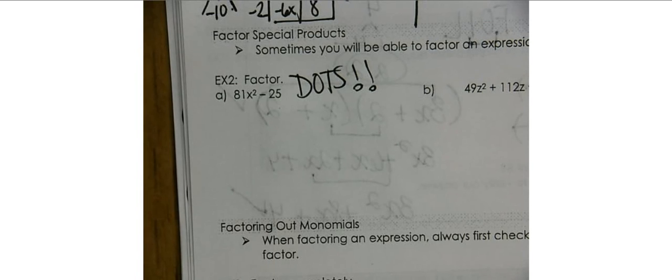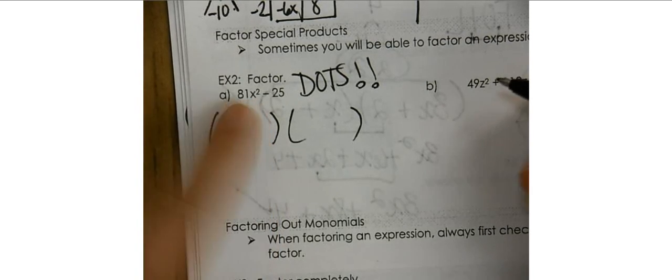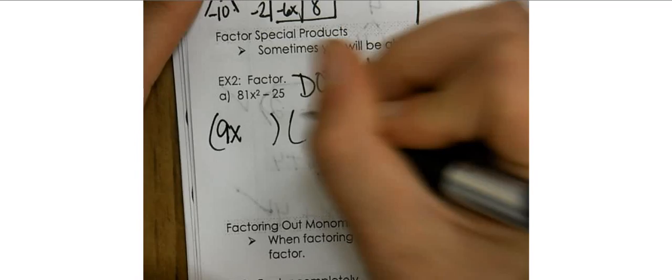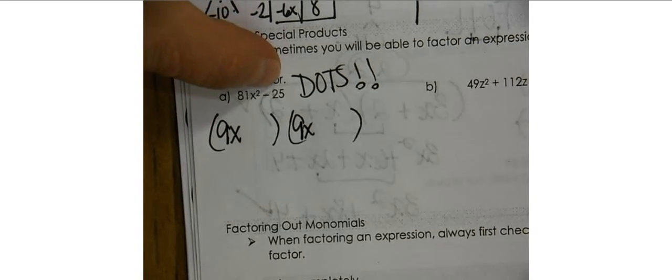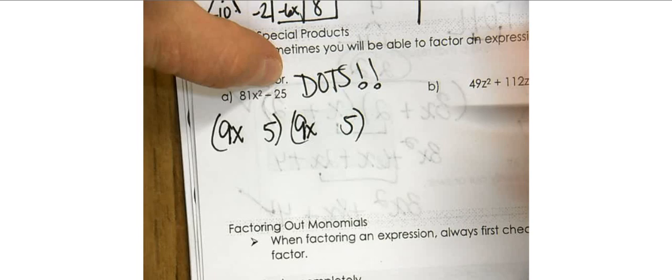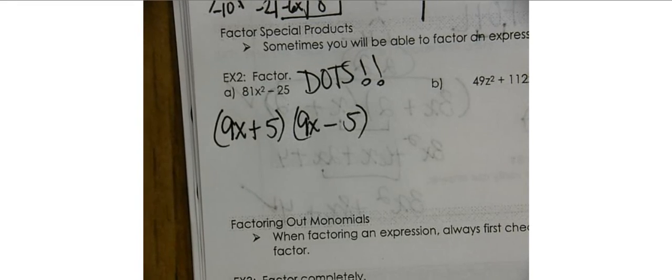So now I'm going to take the square root of our first term. The square root of 81 is 9, so I have 9x and a 9x. The square root of 25 is 5. So I have a 5 and a 5, and my pattern says I'm going to have a plus and a minus. And that's because a positive number times a negative number equals a negative number, and that is simply our answer.